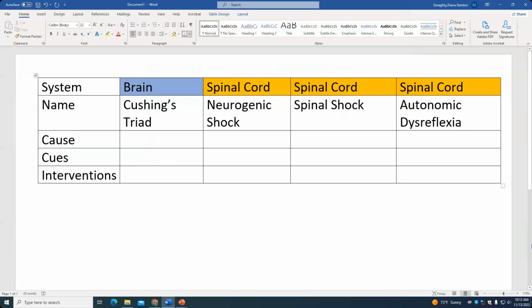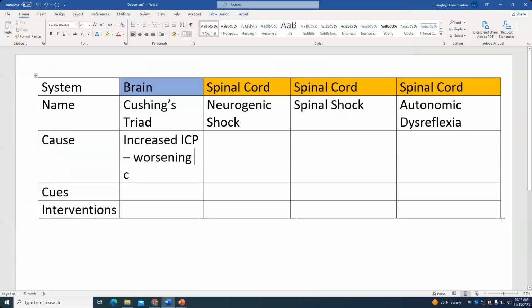What gives us Cushing's Triad? Increased ICP, worsening Q. I'm gonna send this to you all later. This is our summary notes, so you don't have to write it. If you're saying Cushing's Triad, I want you to know this is a butt punch number, like this is no good. So what are the Qs?